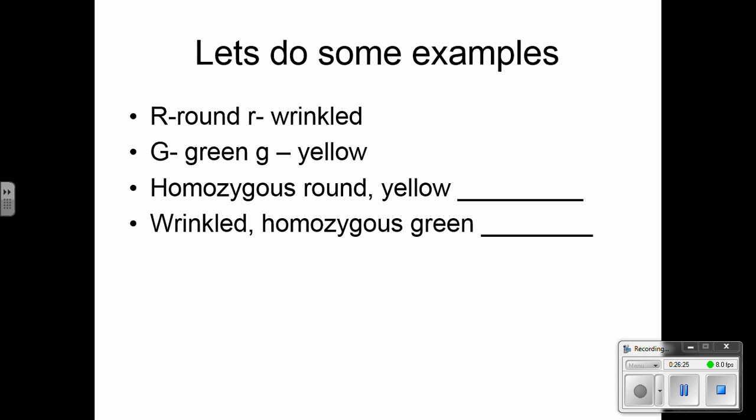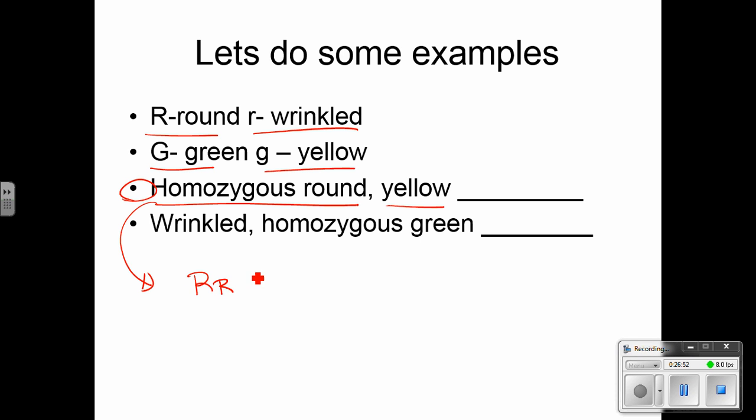So let's do a couple of examples where we don't set up a Punnett square, we just try to do the multiplication. So here we have round and wrinkled, in green and yellow. This is the shape, and this is the color. And we're going to make a homozygous round with a yellow plant. So homozygous round, you can guess that is going to be like this. And it's yellow, so that means that in this case it's recessive. So it's going to be like this. Okay. And then, I'll write that in here.